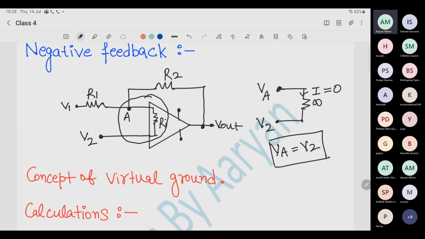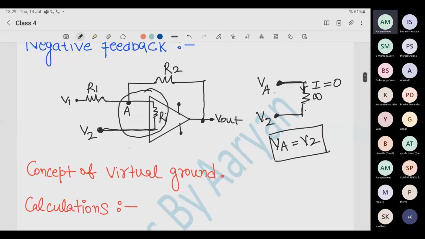Let's say this point is called A and the voltage at this point is VA, and the voltage at this point is V2, and there is infinite resistance in this path. So what will be the current flow here? It will be 0, because whenever there is infinite resistance, no current can flow. If no current can flow from one point to another, it means the potential of one point is equal to the potential of the second point. Am I right or wrong? Right.